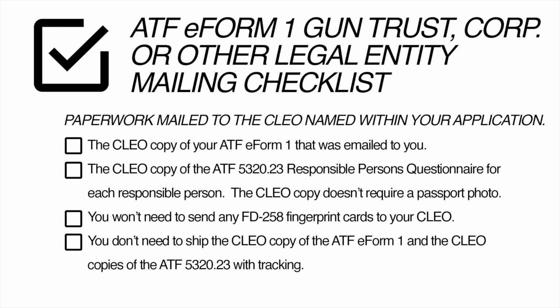After your cover sheet and fingerprint cards are received by the ATF, your application is considered to be submitted. Once approved, the ATF will email your approved tax stamp to the email address from your ATF eForm account. The ATF won't send you a physical tax stamp. If you want a physically printed tax stamp, you can view our ATF eForm 1 tax stamp printing service in the video description below.